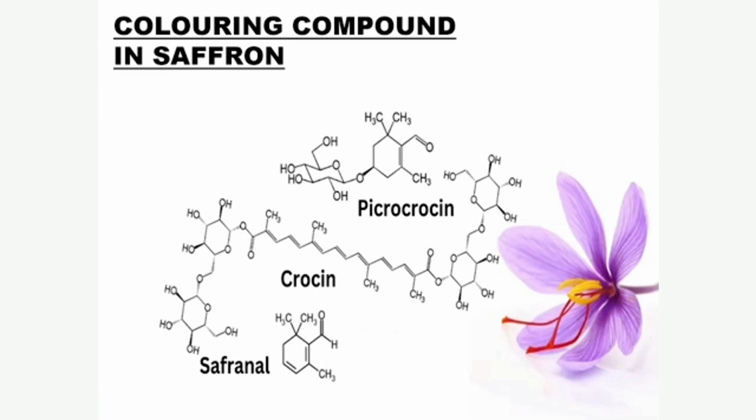Second one is the crocin. Crocin, that is the yellow-orange color of saffron, is due to the alpha-crocin, and generally crocin is a trans-crocetin diester, and generally it is a carboxylic ester. And last one is the safranal. Safranal is responsible generally for the aroma of the saffron, and also it imparts some color in the saffron.